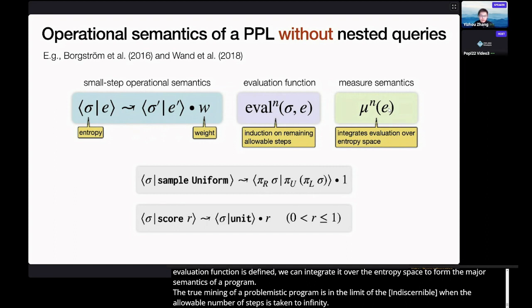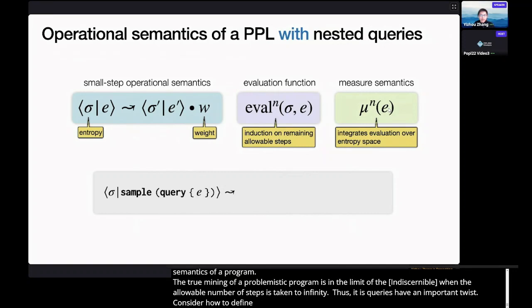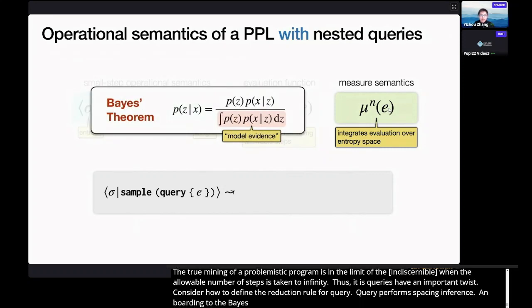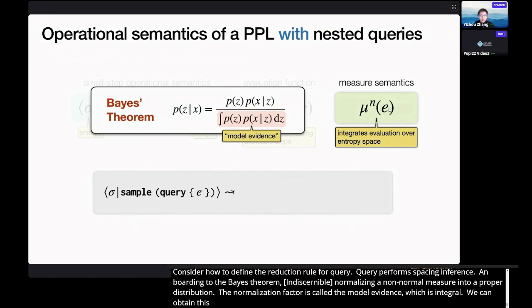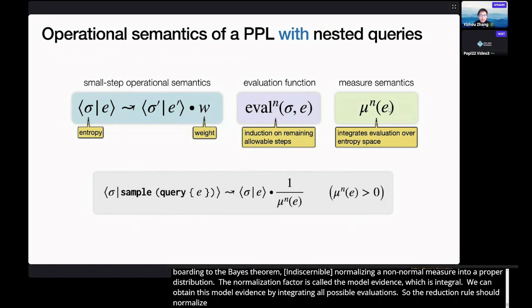Nested queries add an important twist. To consider how to define the reduction rule for query: query performs Bayesian inference. According to the Bayes theorem, Bayesian inference consists in normalizing a non-normalized measure into a proper distribution. The normalization factor is called the model evidence, which is an integral. We can obtain this model evidence by integrating all possible evaluations. So the reduction rule should normalize the weight by the model evidence of the program being queried.